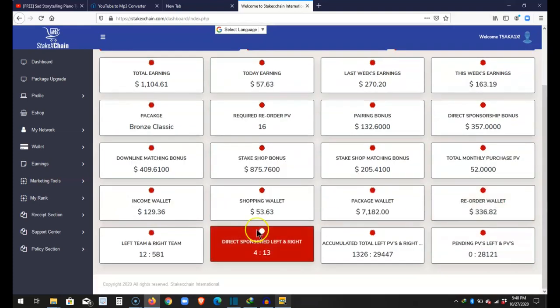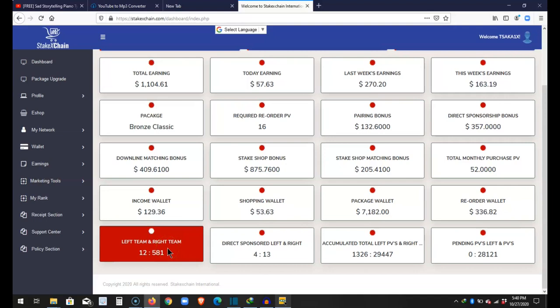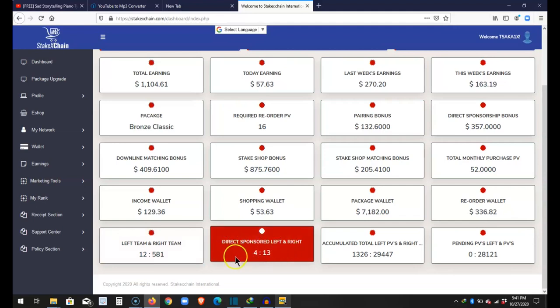Now let's go to the next one, the last four actually. This right here shows the left team and the right team. It basically shows the total number of accounts created left and right. Note that in StakeXchain, multiple accounts are allowed, so it only shows you the total number of accounts in there. It doesn't show you the total number of downlines. Now this one shows you the number of people you have sponsored directly. It shows you the total number of people you have sponsored directly, and also the number of people on the left and the number of people on the right whom you have sponsored directly.